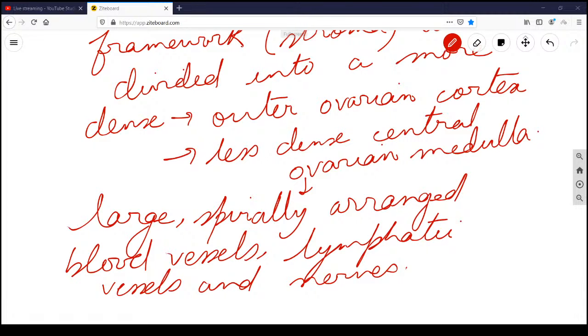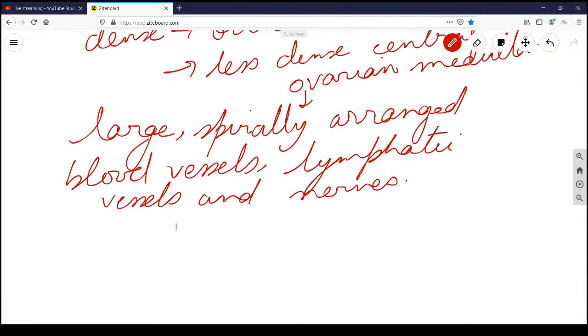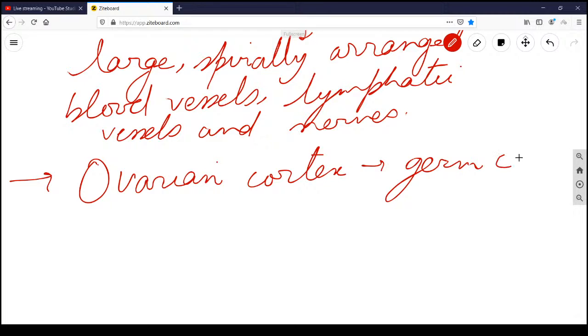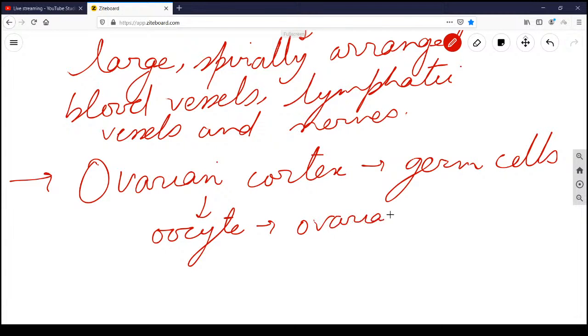So always know that the oocyte is enclosed in the ovarian cortex. The ovarian cortex is the main entity here. The ovarian cortex comprises the germ cells, not the medulla, which is where most people make a mistake, and it is enclosed in an ovarian follicle: primary, secondary, tertiary, or the Graafian. The follicle is the Latin name for little bag that I told you.